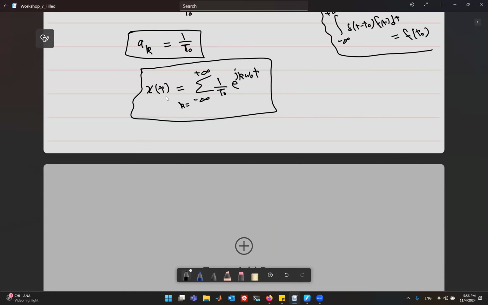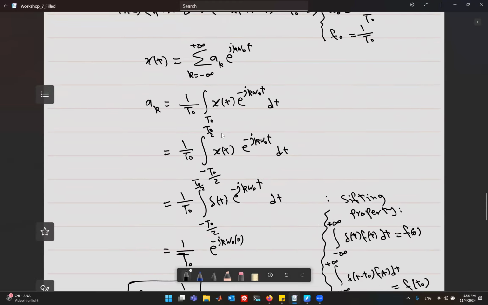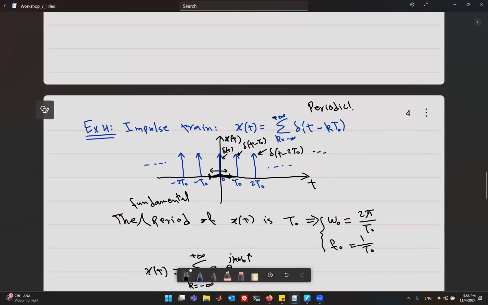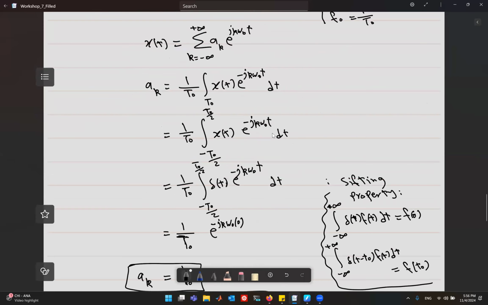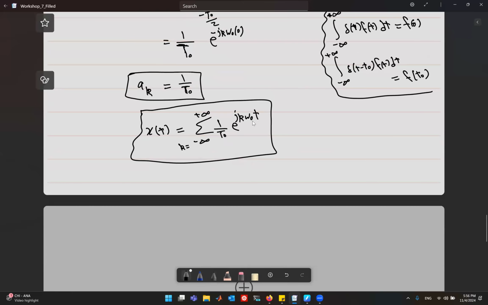Now we'll use the properties of the Fourier transform to find the Fourier transform of this signal, because now it's represented in a much simpler form. If we compare it with this form, which is a summation of shifted impulses, now we have exponentials, and exponentials are easier to deal with in Fourier transform or Fourier series.